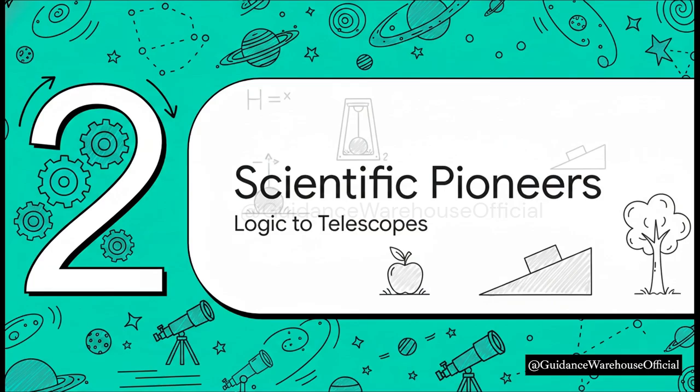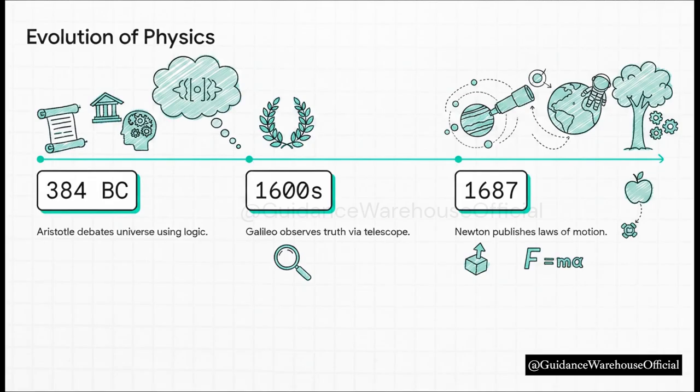So let's take a quick look at section 2, Pioneers of Scientific Observation, and see how we went from logic to telescopes. It is absolutely fascinating to look at the paradigm shift this timeline represents. For centuries, brilliant classical philosophers like Aristotle debated the nature of the universe using pure logic. They thought things out, sure, but they didn't really test them. Then, fast forward to the early 1600s, and Galileo changes the game. He establishes observation as the ultimate truth. He points a telescope at Jupiter, sees moons orbiting it, and proves that our logical assumptions can be completely wrong if they aren't backed by actual observation.